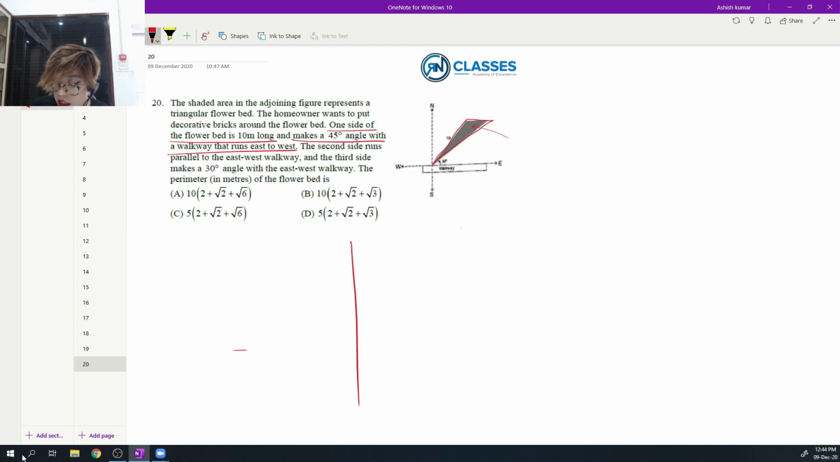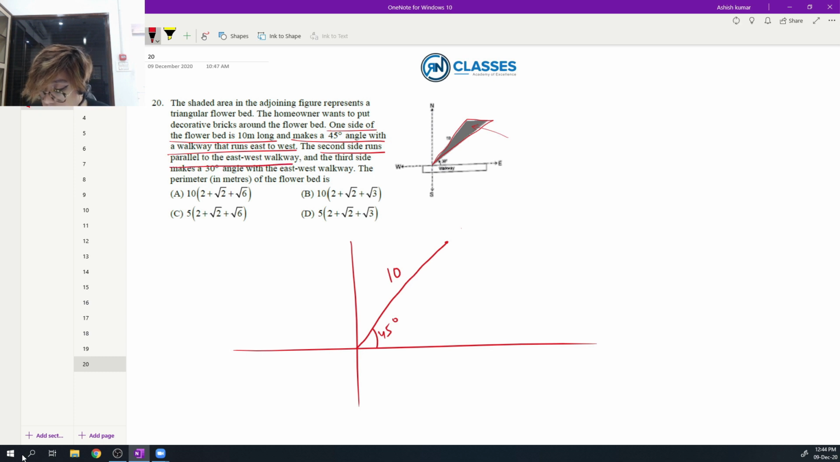So I'll draw the figure again in fact. So one side is something like this, 45 degree पर है, so it is something like this, right? And this is 10. Right? The other side runs parallel to the east-west walkway, so it runs something like this. वो दिख ही रहा है. And third side makes a 30 degree angle, right? So third side it is something like this. I've redrawn it because वो figure थोड़ी ज़्यादा ही छोटी है. This is 30 degree.